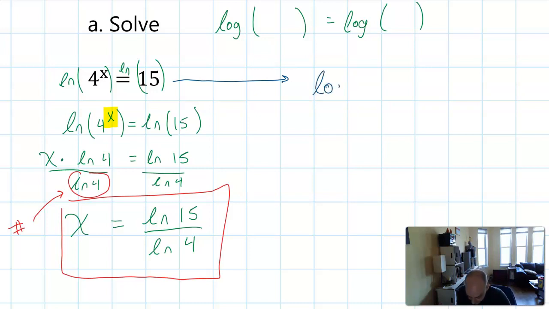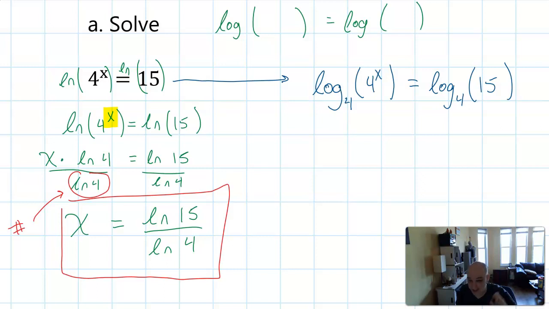So check this out. You could take the log base 4 of both sides and solve this way. Now, log base 4 of 4 to the x by the inverse property is just equal to x. And if you don't believe the inverse property, which I think you should, you could say that's equal to x times log base 4 of 4, which is equal to x times 1, which is also equal to x. Well, shoot, we solved for x.